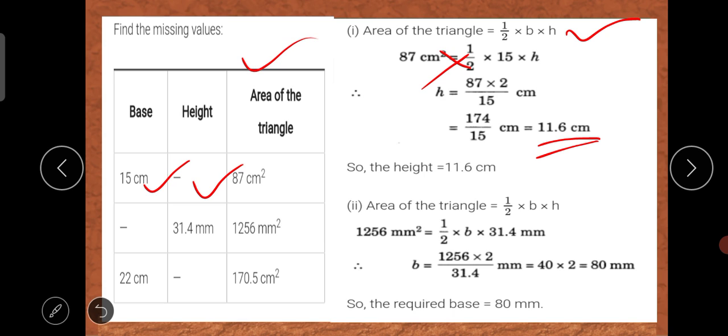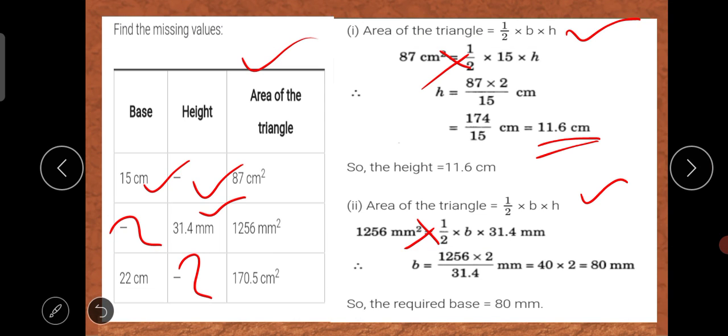Next question number 2c. Here again we have to find the area of triangle, half into base into h. So what is the area of triangle given? 1256 millimeter square. It's millimeter square, and half into b we have to find here, multiplied by 31.4 millimeter. Height is given. So b equals, cross multiply, b equals 1256 multiplied by 2, and 31.4 we will write as the denominator.